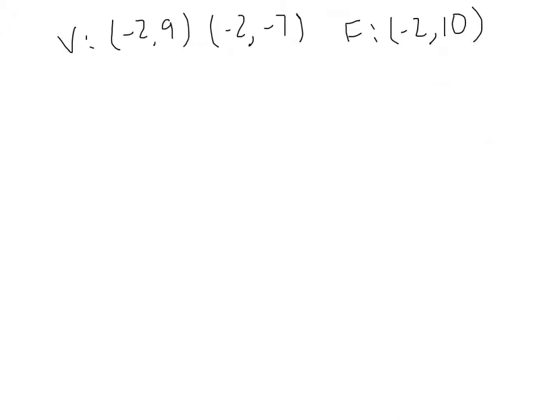So we have a hyperbola where we're given the vertices and we're given one of the foci. To sort of figure out what we have going on here, I'm going to sketch a graph. It'll help you visualize what this hyperbola looks like. Negative 2, 9 is one vertex, and negative 2, negative 7 is the other vertex.